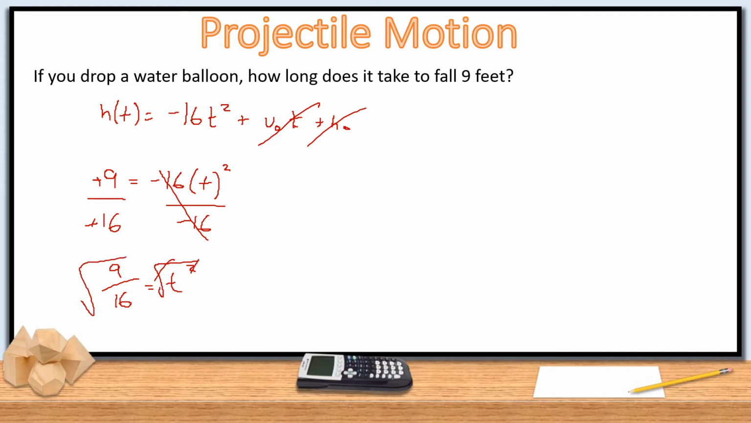When you square root a fraction, you can separate it as the square root of the top and square root of the bottom. If you didn't know that, now you know it. So a fraction inside a square root can be split into its square root on top and square root on bottom. Square root of 9 is 3, square root of 16 is 4. So it takes 3/4 of a second to fall 9 feet.